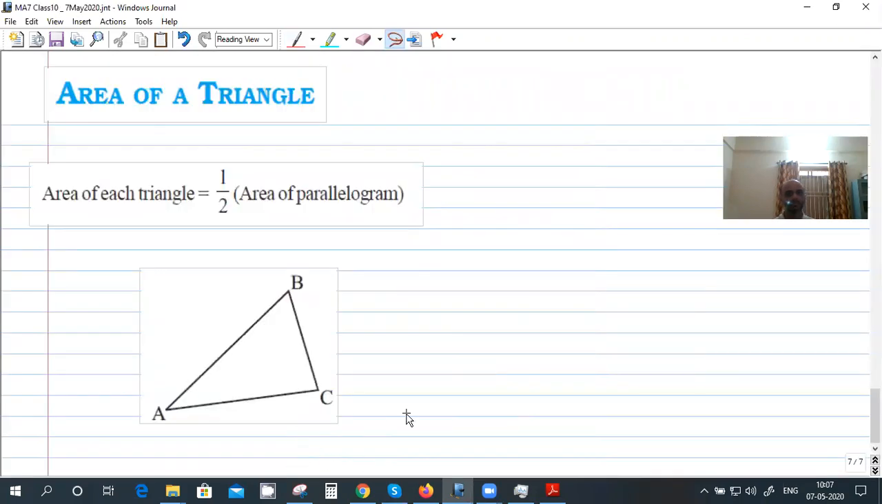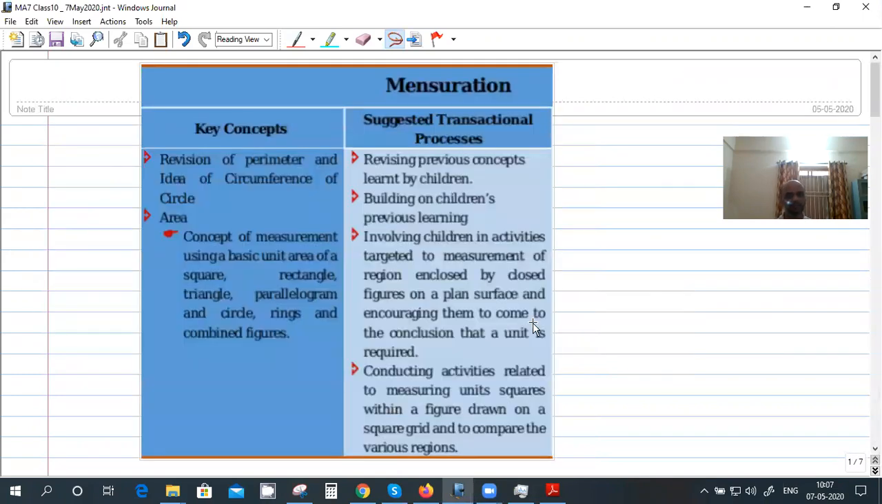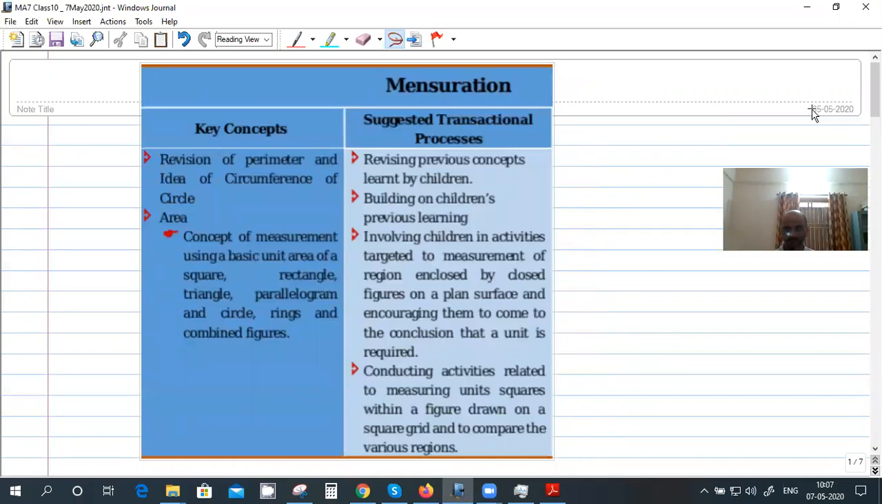Yes, sir. Okay, today we'll start with mensuration. What is mensuration? Measuring. Measuring areas and volumes, right? This is the first time you are coming across this word? Yes, sir.